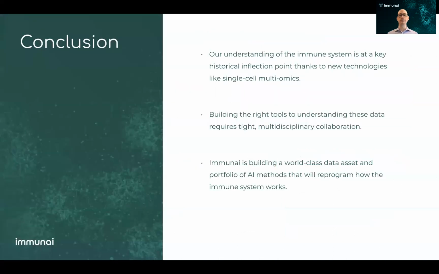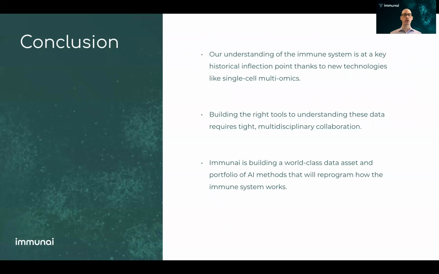So in conclusion, at Immunai, we believe that our understanding of the immune system is at a wonderful historical inflection point. And this is thanks to many things, but in particular, thanks to lots of new technologies just in the last handful of years, especially single cell multiomics, which is our ability to interrogate and understand what individual immune cells are doing. And combining all of that allows us to paint this incredibly rich picture of what an immune system is doing in the face of a particular disease.